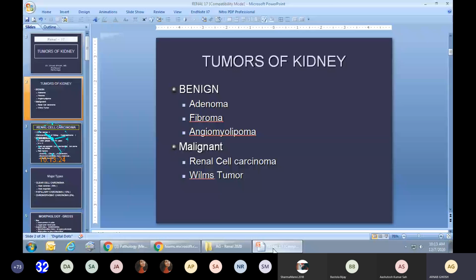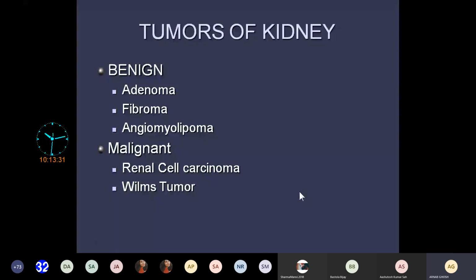Okay, so now tumors of kidney we can classify into benign type and malignant type. Under benign, the important ones are adenoma, because the tubules have a columnar lining, and if any benign tumor arises from that, it will be adenoma. So adenoma means arising from columnar epithelial cells. Then fibroma, especially if it is arising from interstitial stroma.